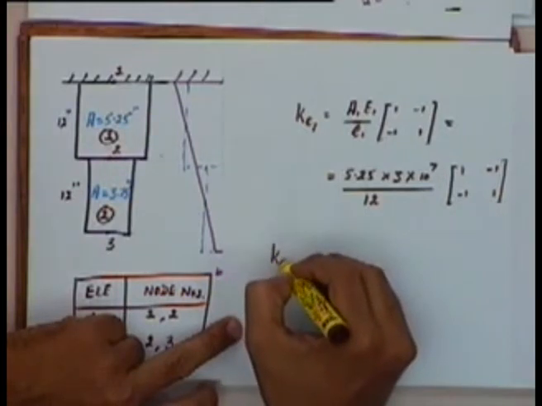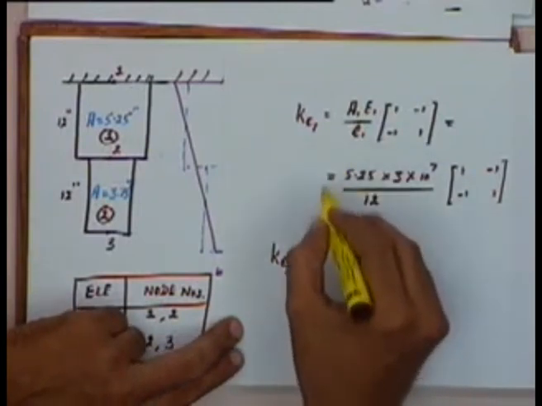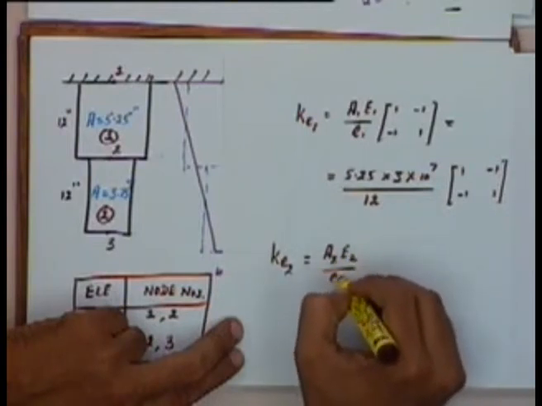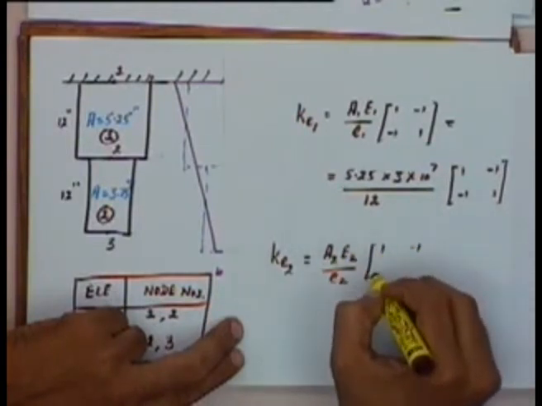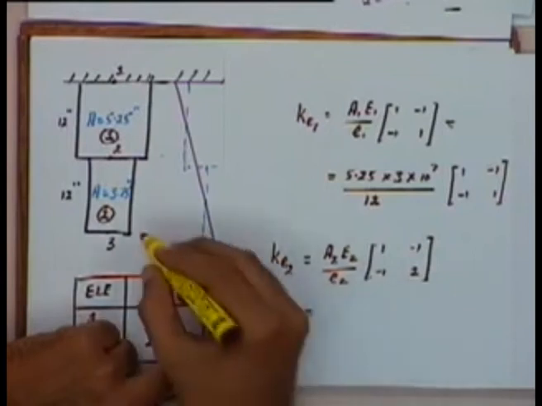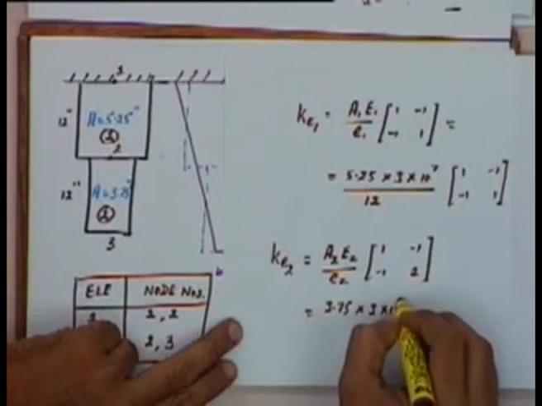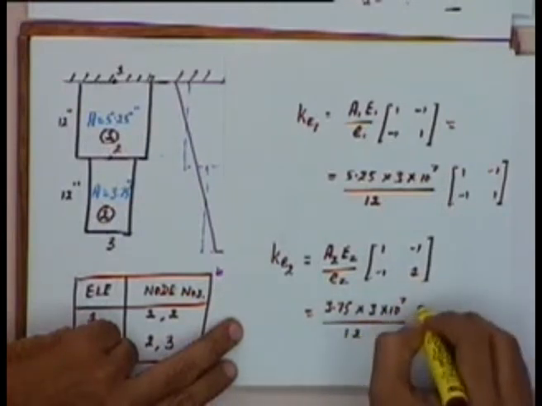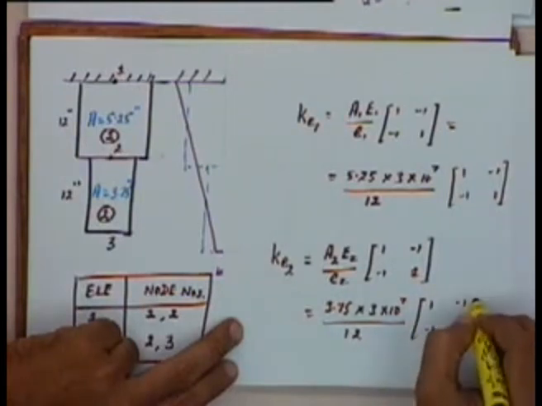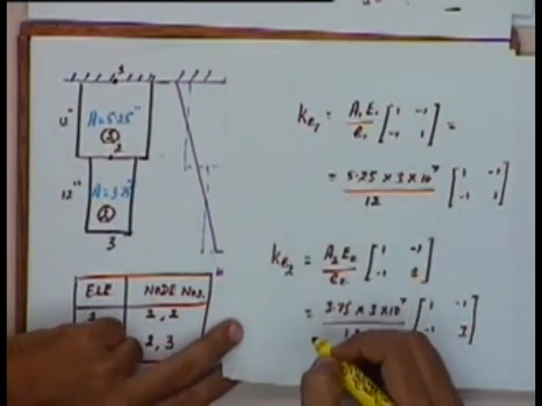Similarly, Ke for element number 2 is A2 E2 by L2 multiplied by the matrix 1 minus 1 minus 1 1, and this will be equal to 3.75 into 3 into 10 to the power 7 divided by 12 into the matrix 1 minus 1 minus 1 1. Okay, so these will be the two element stiffness matrices.